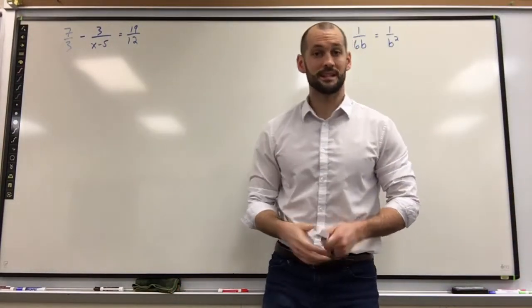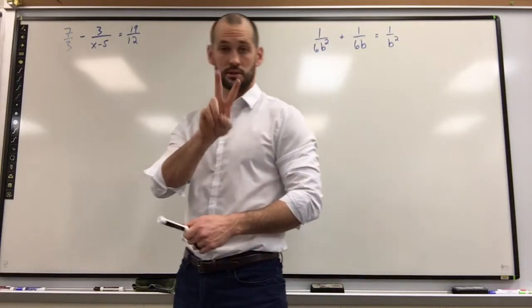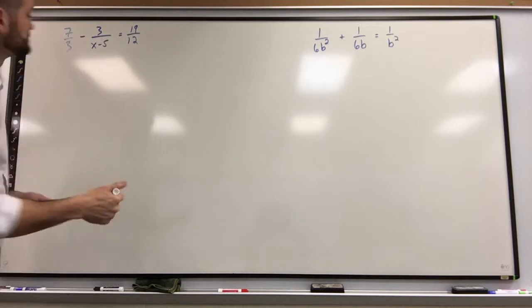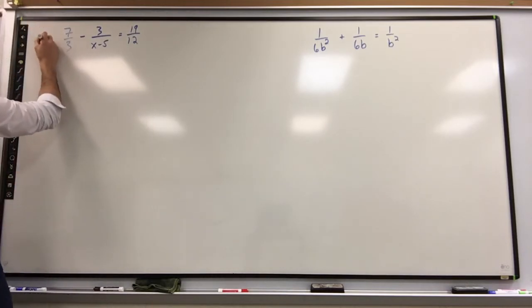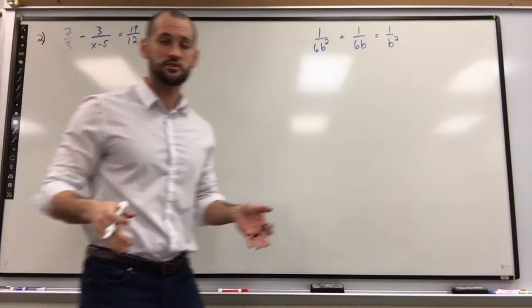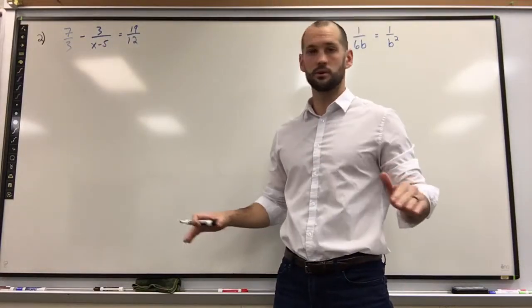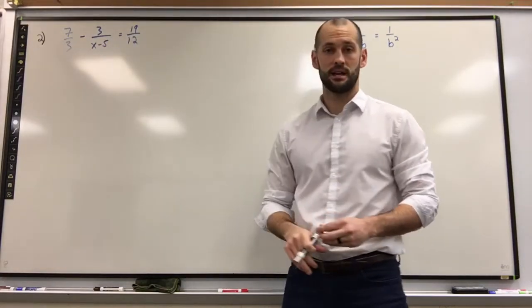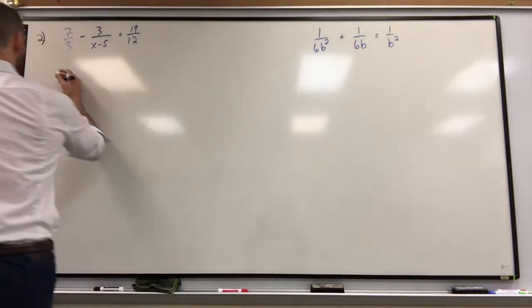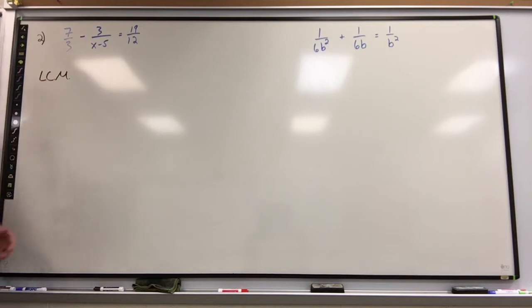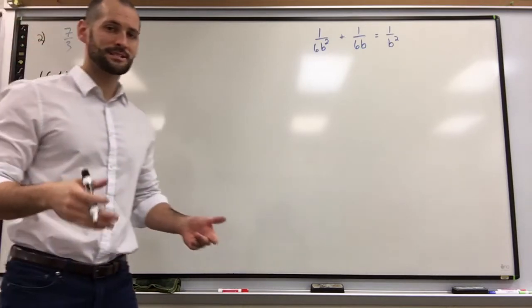Take a look at this first one. Now this is actually number two on your actual homework. Now, I want you to approach this problem the same way that you would any adding or subtracting. You have to get LCMs, and that's the number one goal here. Got to get an LCM. So look at what we have for our denominators. I got a 3, I have x minus 5, and I have 12.